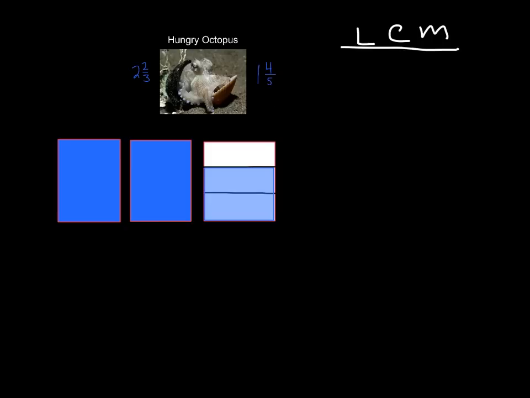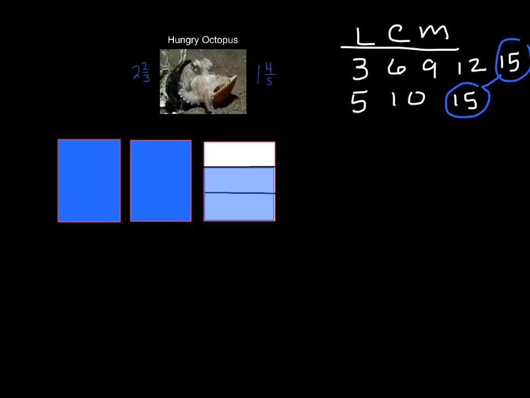So I'm going to write the 3 first, and then the 5, and then I'm going to count by 3s: 3, 6, 9, 12, and 15. And then I'll count by 5s: 5, 10, and 15. And right there I have it. I got 15 here and 15 right there. So that means this third here has to be broken into 1, 2, 3, 4, 5 parts, and then both of these will be 15ths. So 5 parts means I'm going to cut this going up and down in 4 lines going up and down.